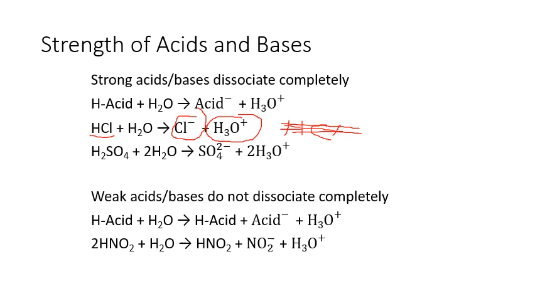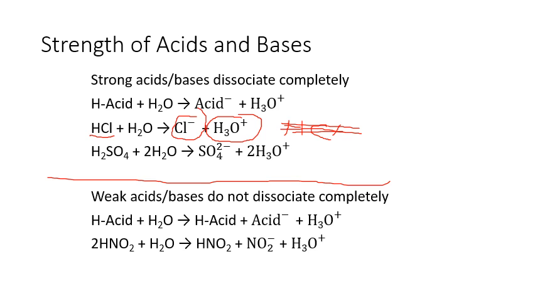Same thing with H2SO4. You would see SO4 2 minus in solution, you'd see H3O plus, but you don't see any H2SO4 because all of that breaks apart and becomes SO4 and H3O with no H2SO4 remaining, and that's because that's a strong acid. Versus over here, down here, we can see some weak acids.